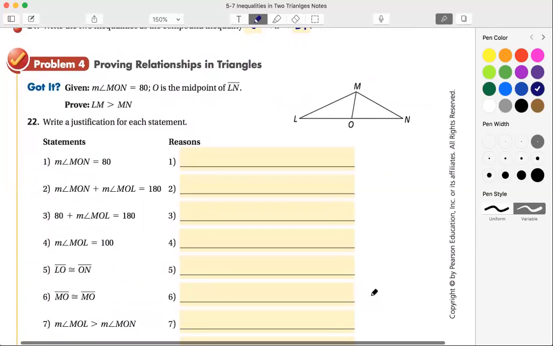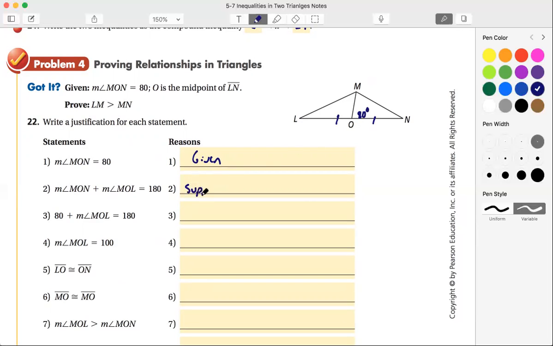All right, let's write a proof. We are given measure of angle MON is equal to 80, and O is the midpoint of LN. So I like to mark this up. Here is the midpoint, and MON is equal to 80. Okay. So this was given. I know that MON plus MOL is equal to 180. That is by supplementary angles or linear pair.